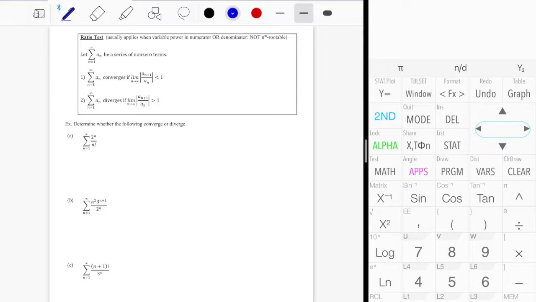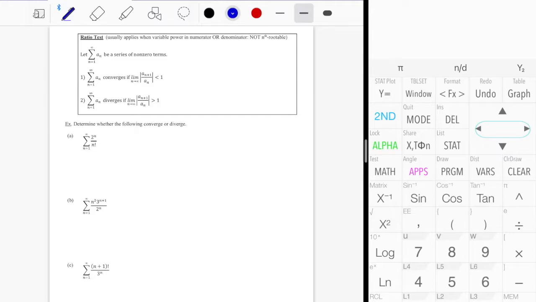So to apply the ratio test, what we're going to do is find the limit as n approaches infinity of the n plus first term divided by the nth term of the sequence, as an absolute value. And if it's less than 1, it converges. If it's greater than 1, it diverges.